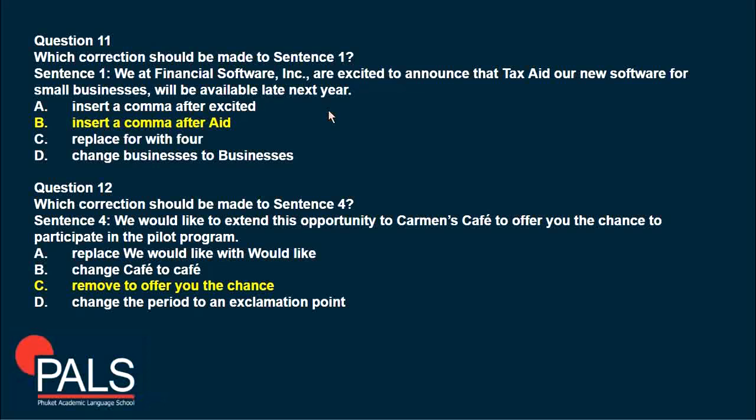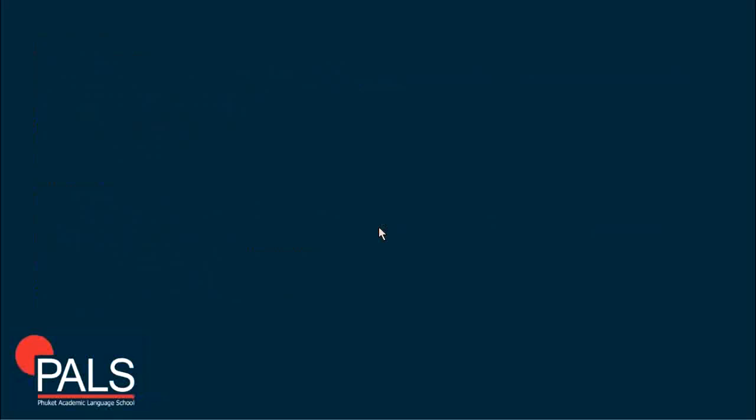And question 12, it's too much. The phrase "to offer you the chance" is unnecessary because it repeats the same idea. "Extend this opportunity" is the same as "offer you the chance," right? It's too redundant. So we remove "offer the chance" and just stick with "extend this opportunity." Right? Let's move on.